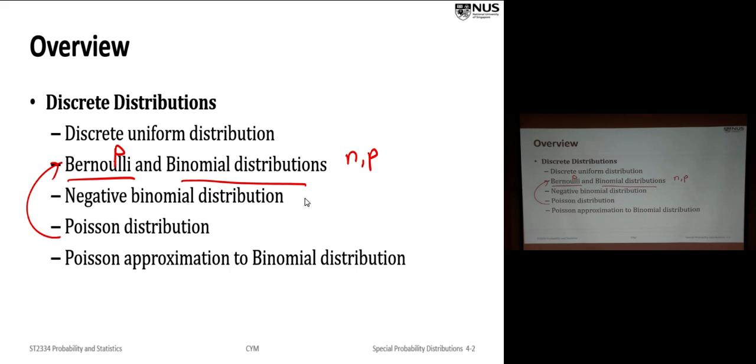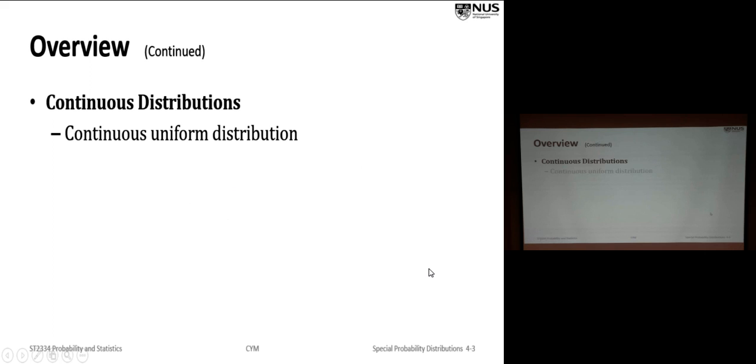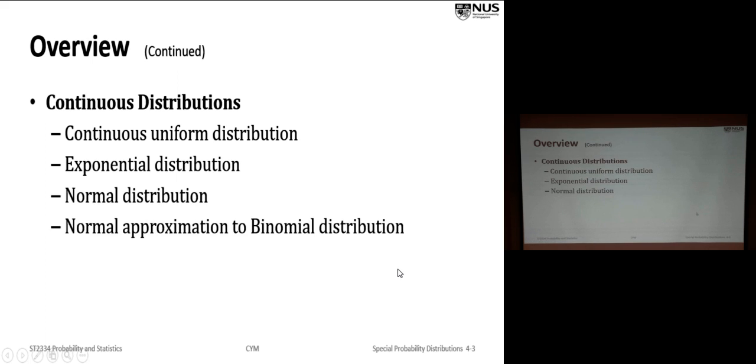Negative binomial also has two parameters: the number of successes we want, and P, the probability of a success. Poisson has only one parameter, usually denoted by lambda. It basically is the expectation of the random variable. But anyway, we are going to discuss it. For continuous, we are going to talk about the continuous uniform distribution, the exponential distribution, and the normal distribution, and how we approximate a binomial distribution using the normal distribution.